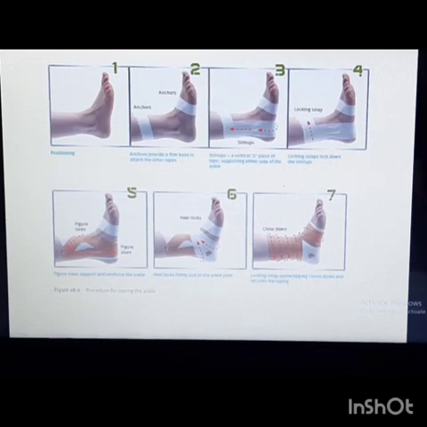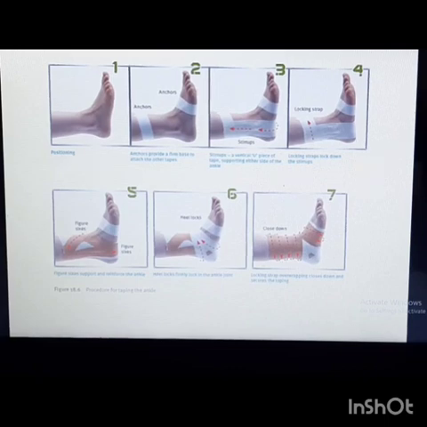It should be applied either by the physiotherapist or by a sports physician. I recommend that it not be applied by the players themselves, because they might apply it the wrong way and that may lead to increased swelling or damage to the blood circulation.